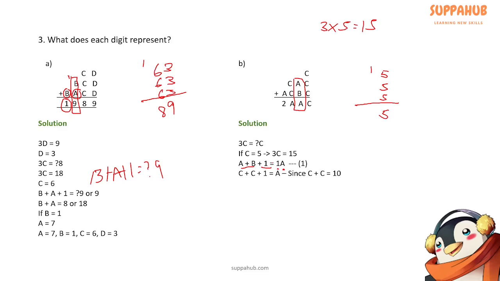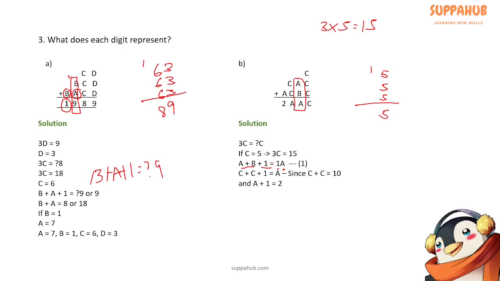And then you have C plus, then look at the next one, C plus 1 equals A, okay? Since C plus C plus 1 equals A, and C plus C equals 10, because C is 5, so C plus C equals 10, and then equals A. So what do you guess?